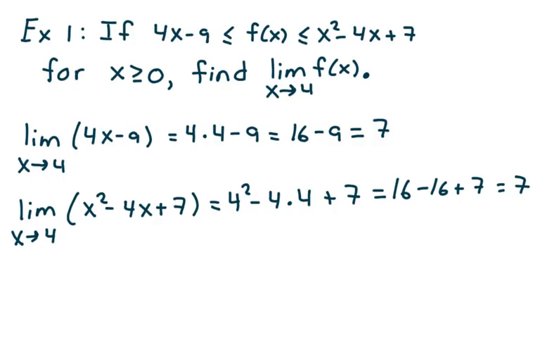Now, we're going to apply the squeeze theorem. The limit as x goes to 4 of 4x minus 9 by direct substitution is equal to 4 times 4 minus 9. But that's equal to 16 minus 9, which is equal to 7. The limit as x goes to 4 of x squared minus 4x plus 7 is equal to, again by direct substitution, 4 squared minus 4 times 4 plus 7, which is equal to 16 minus 16 plus 7, which is equal to 7. So notice how these two numbers match.